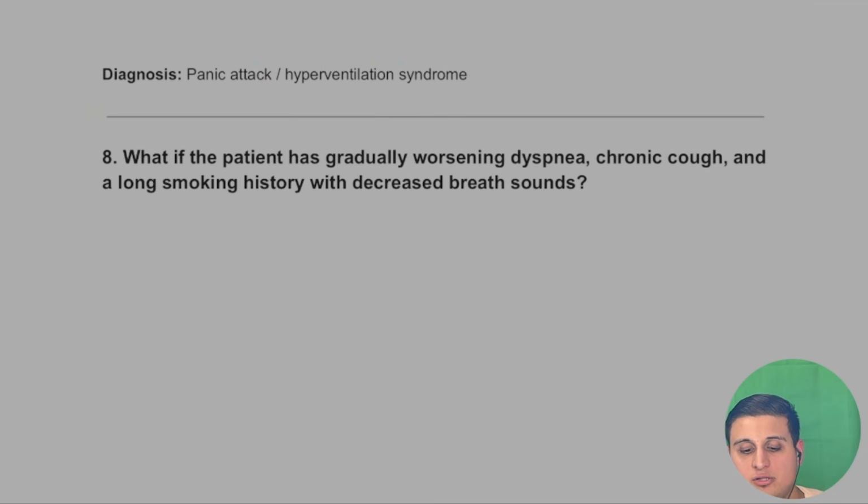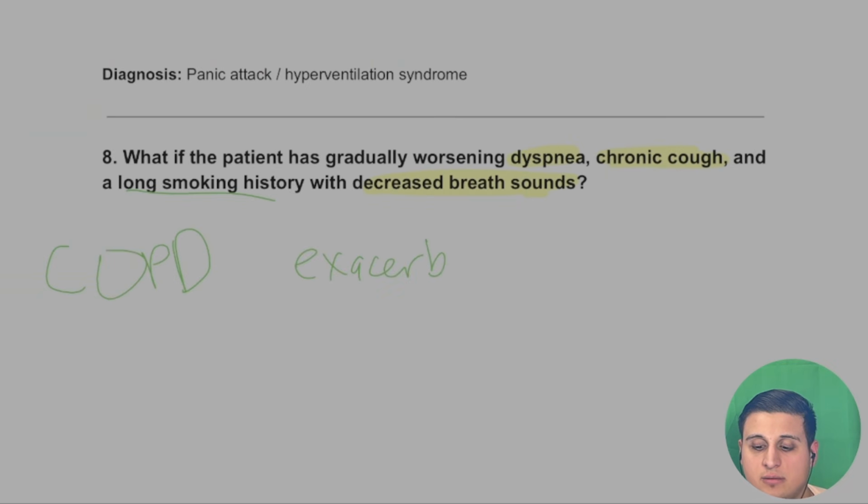All right, and then moving on to another one. What if the patient has gradually worsening dyspnea, chronic cough, and a long smoking history with decreased breath sounds? So now this patient has a chronic cough. So we're picturing maybe something like COPD. They have a long smoking history, right? So if we're thinking COPD, maybe we have some sort of COPD exacerbation that can cause this, right? And for a COPD exacerbation, maybe we're looking for like sputum, things like that as well.